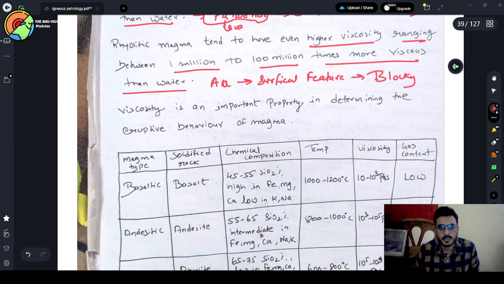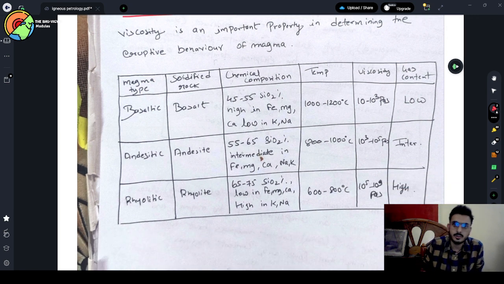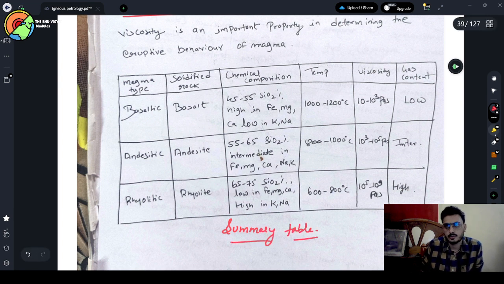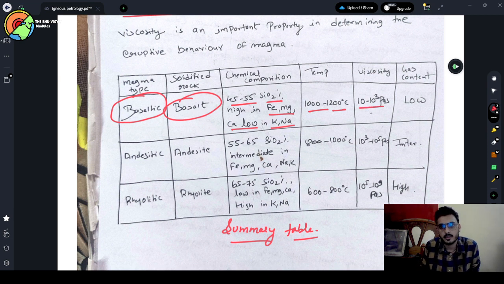Now viscosity is important in determining the eruptive behavior of the magma. So this is a summary table of whatever we have studied. Let's quickly go through it. If the magma type is basaltic, it will solidify to basalt. SiO2 concentration will be 45 to 55%, high in Fe, Mg, and low in K, Na. Temperature will be 1000 to 1200. Viscosity will be around 10 to 10 to the power 3 pascals. Gas content is low.